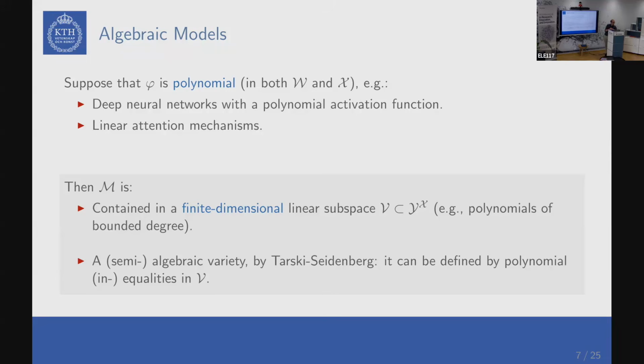Not for bounded degree, right? Well, it depends what you mean by universal approximation. Of course, the classical universal approximation theorem by Cybenko and Hornik does not hold for polynomials, right? Because of this: if your neuromanifold is contained in a finite dimensional space, and that space depends only on the degree, then you cannot approximate everything, because a finite dimensional space cannot be dense in an infinite dimensional space.